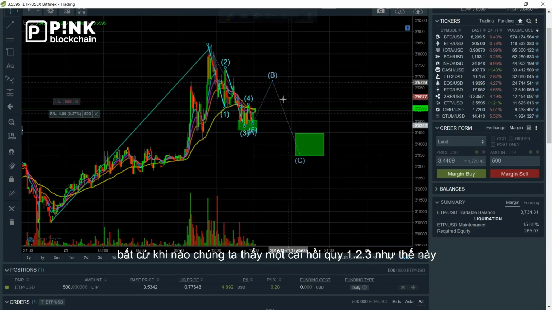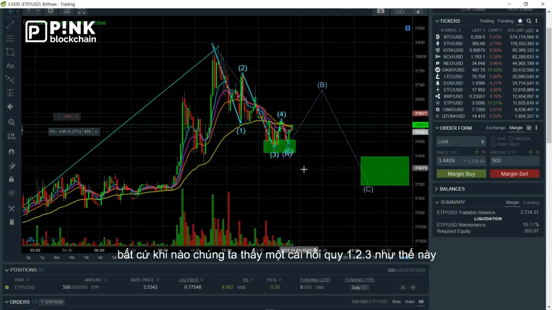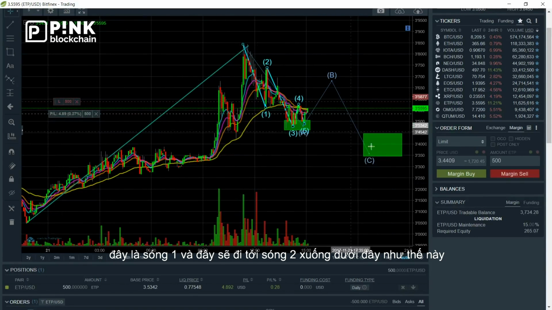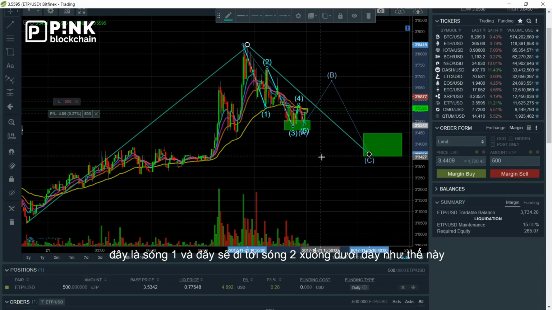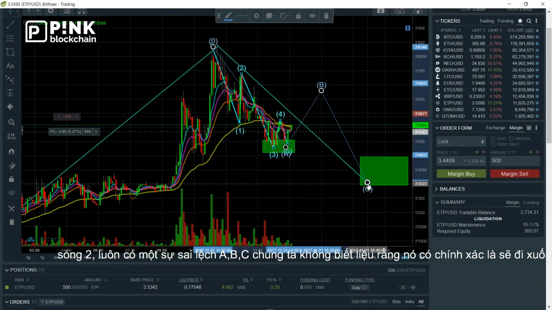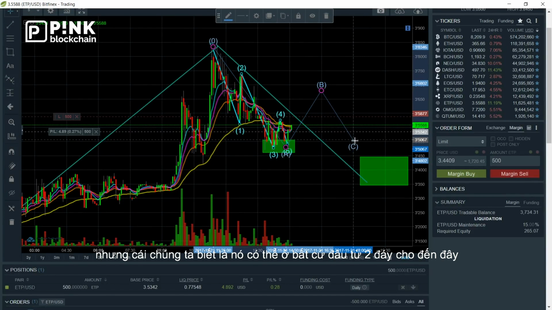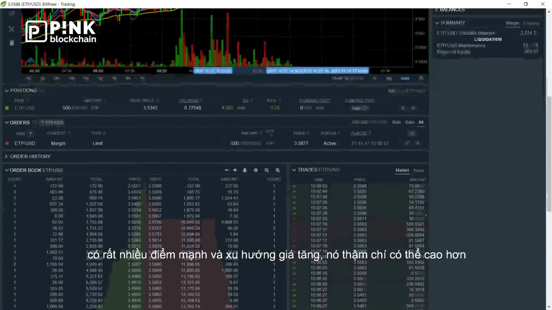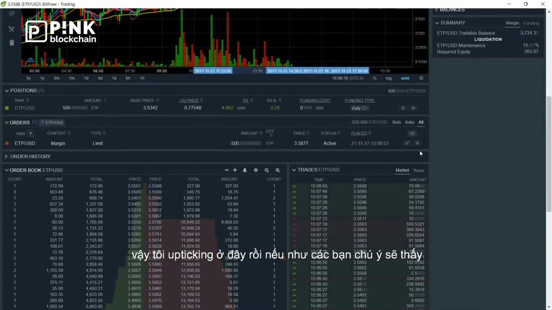Whenever we see a 1, 2, 3, 4, 5 correction like that, okay? This is wave one, and this is going to wave two down here like that. Wave two, there's always an A, B, C correction. Now, we don't know if it's exactly going to get down there, but what we do know is that it could be anywhere from a double bottom to over here. If there's a lot of strength and it's bullish, it could even be higher. So I'm upticking already there, if you guys have noticed.